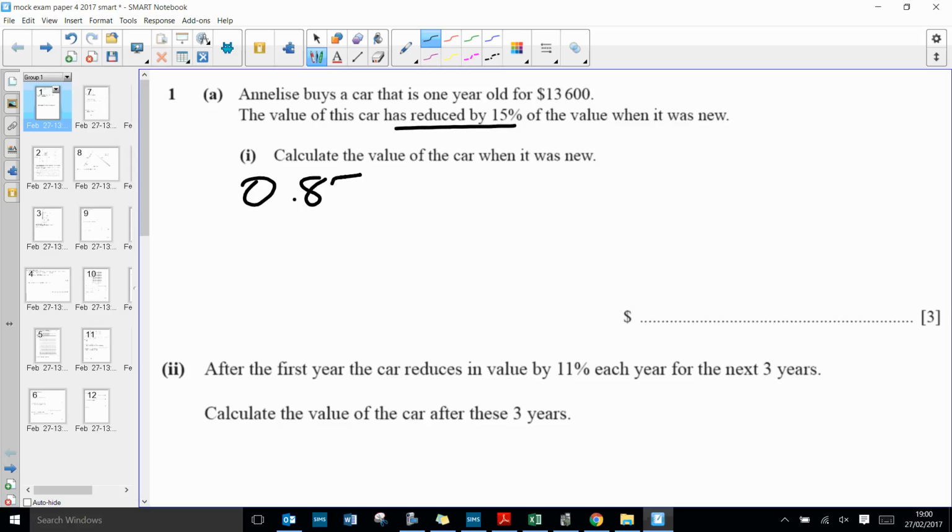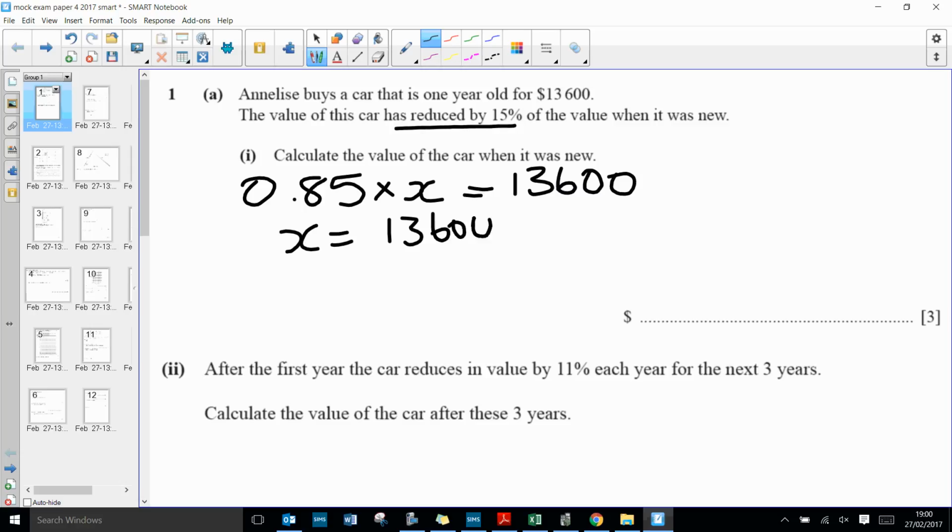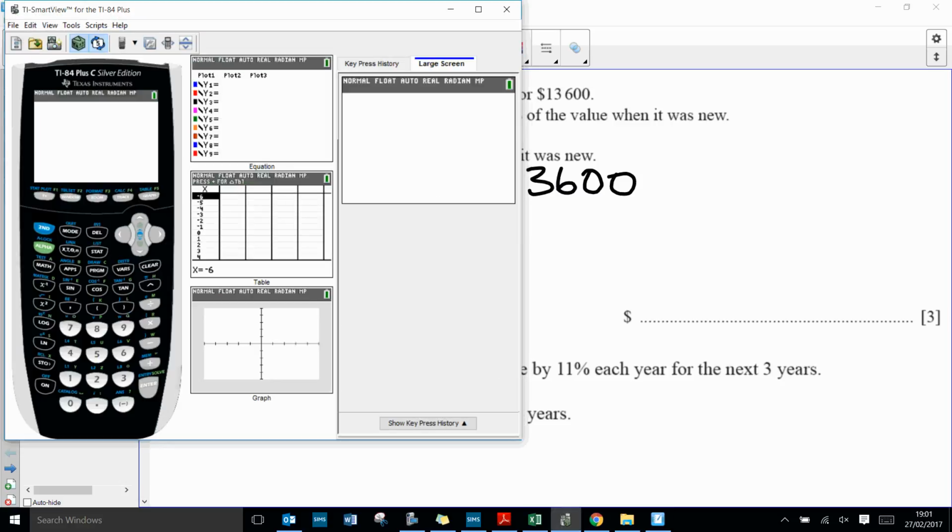So 0.85 times the original value gives us the amount she paid, which is 13,600. And so the amount when it was new would be 13,600 divided by 0.85, which is 16,000.